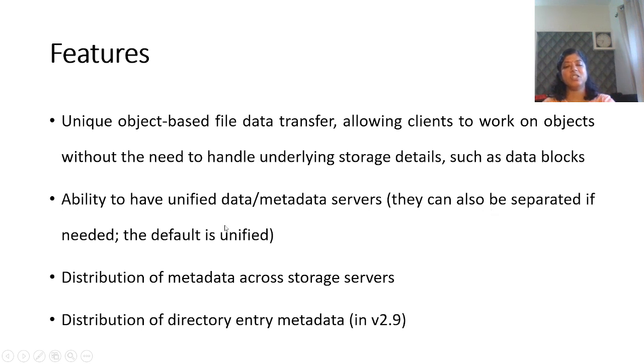Another feature supported by OrangeFS is its ability to have unified data and metadata servers. They can be considered separate if required, but the default is the unified one. The distribution of metadata across various storage servers is done. Along with that, distribution of directory entries metadata is done, considering version 2.9.